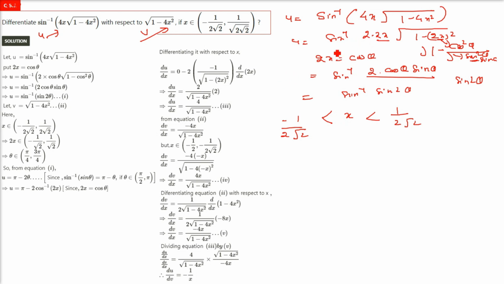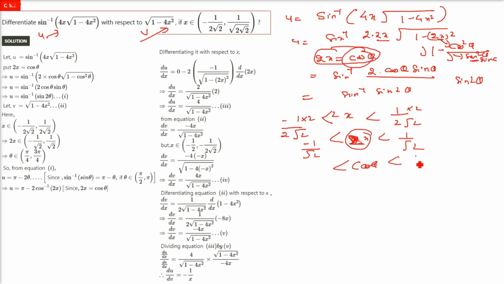We have to see 2x here because 2x is cos theta. So multiply this whole by 2. 2x is between minus 1 by root 2 and 1 by root 2. It is 2x, not x, it is 2x. 2x between these two. And what is 2x? It is nothing but cos theta. So you can replace 2x by cos theta in this inequality.